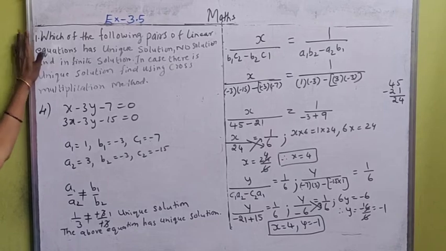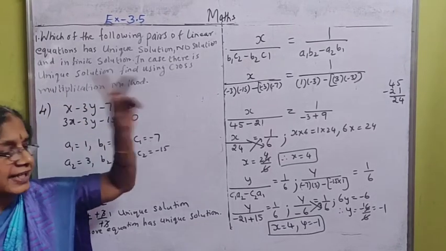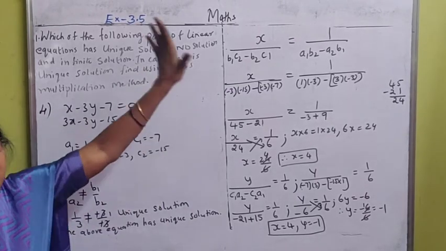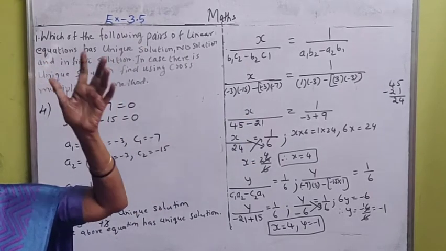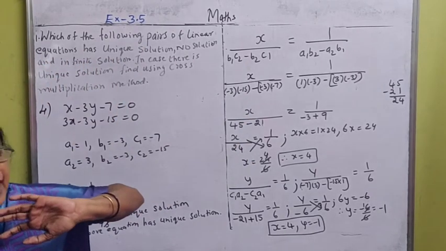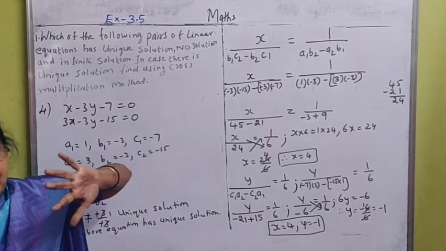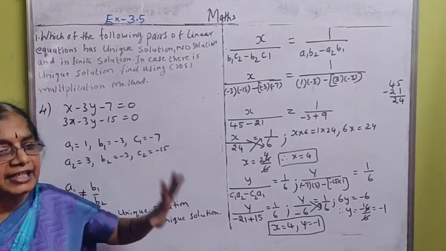So first we solved 4 examples. In that, the second and fourth ones were unique solution, for which we calculated the value of x and y using cross multiplication. The first and third do not have a unique solution. The first one is no solution and the other is infinite solution. So for those, there is no need to find the x and y value.